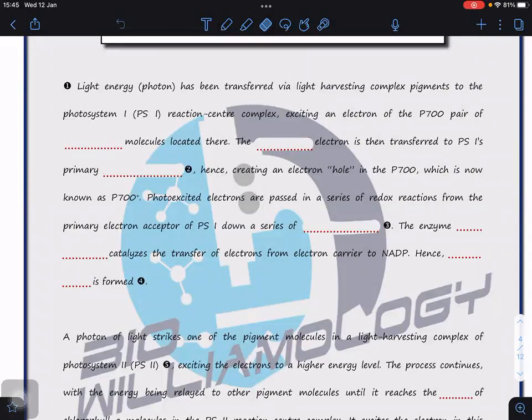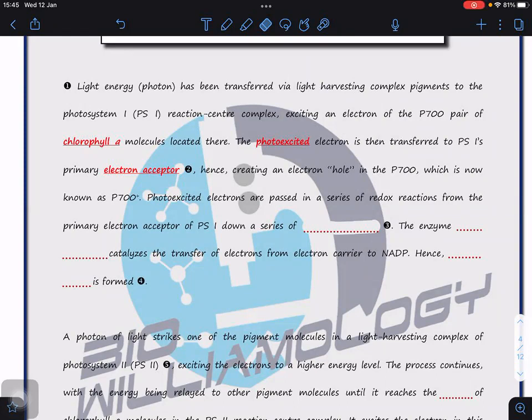So light energy or photons are transferred by the light harvesting complex pigments, or the accessory pigments, to photosystem 1 or PS1, the reaction center complex, exciting an electron of the P700 pair of chlorophyll A molecules. It must be chlorophyll A. Okay, which are located there. So the photo-excited electron is then transferred to PS1's primary electron acceptor, creating an electron hole in the P700, which is now known as P700 plus. I purposely put a plus there because of the lack of electron.